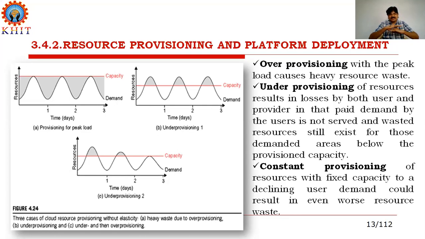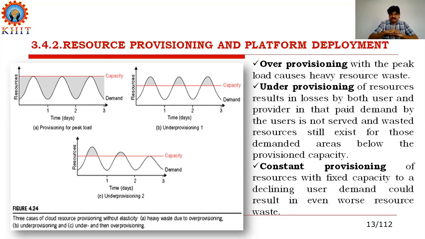It is a constant provisioning. That is maintaining the resources and capacity in a constant way. In over provisioning, within the peak load, sometimes the cloud machines are running with peak loads or many peak loads. So the peak load will cause heavy resource wastage.